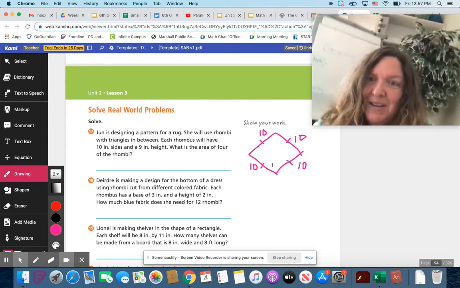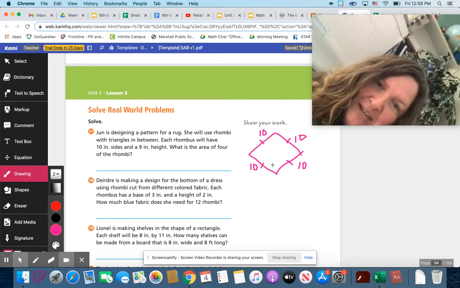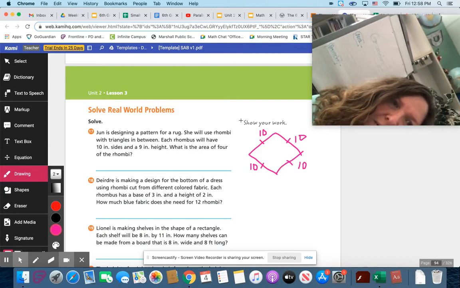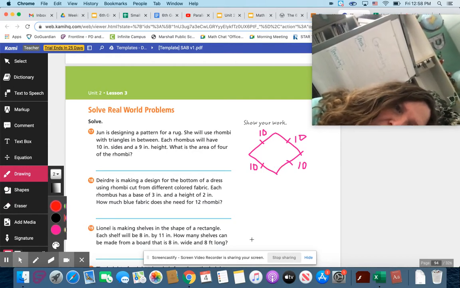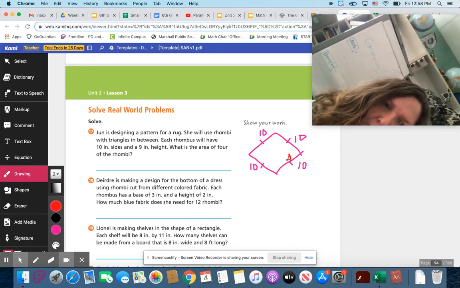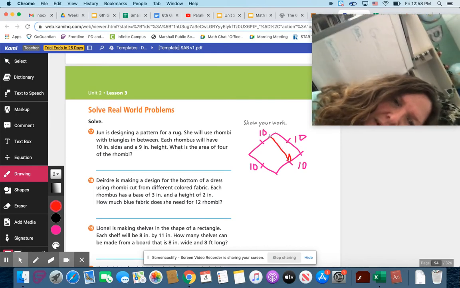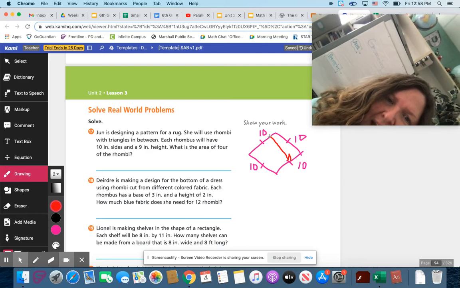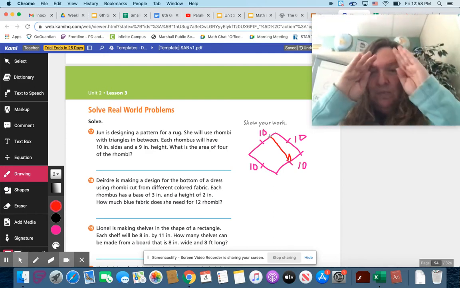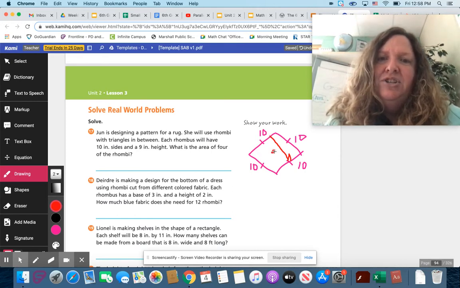No, remember the height has to be a perpendicular line from the base up to the top. So you could tip your book sideways. In fact, I encourage you to tip your book sideways. When you tip your book sideways, I'm going to grab a different color here. You're going to find out that the height goes from the bottom straight up to the top, like that. So the height, we would measure it kind of inside the rhombus. The height is 9 inches.